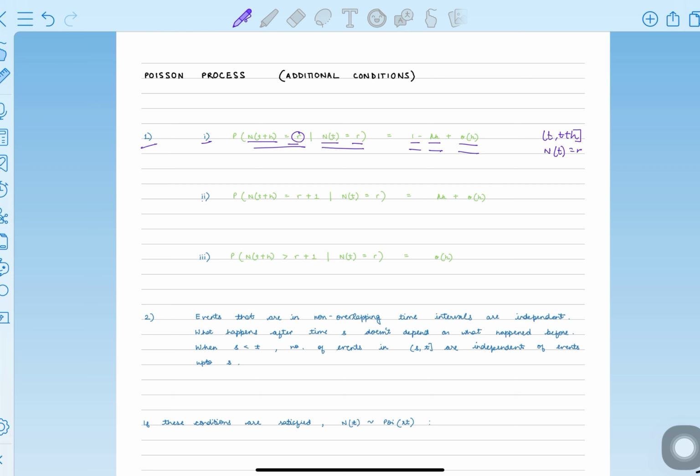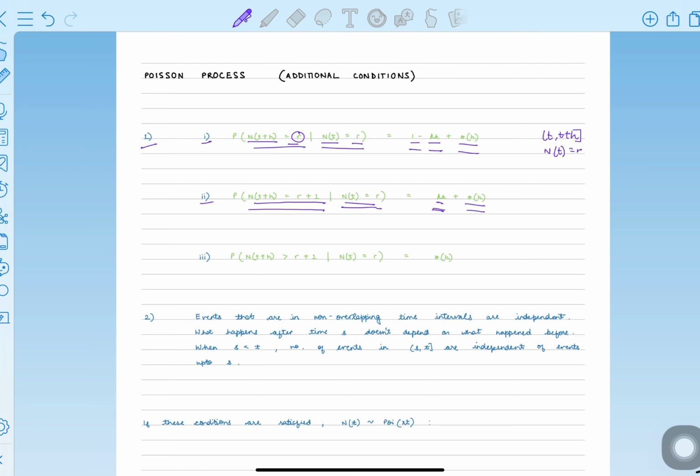The second subpart is the probability that N of t plus h is equal to R plus 1, given that the number of events in t is equal to R, is lambda times h plus O of h. This means that if there are R events at a time t, then the probability of exactly one new event occurring in a small interval is proportional to h and approximately lambda h. The probability that exactly one event happens is represented by lambda h, and O of h is again a very small correction.